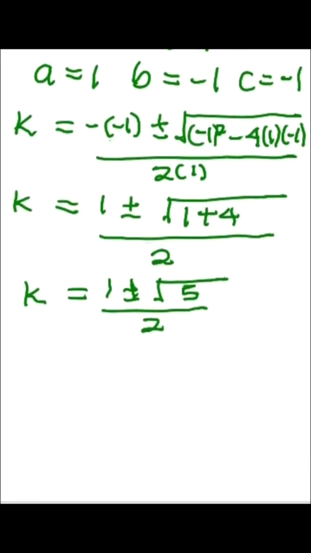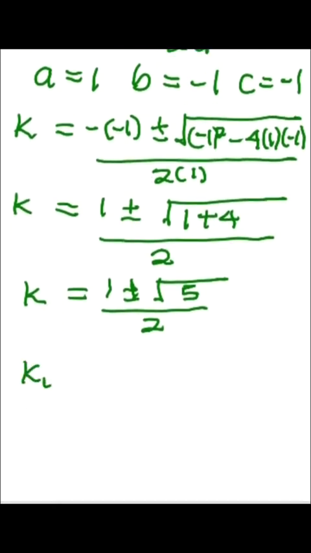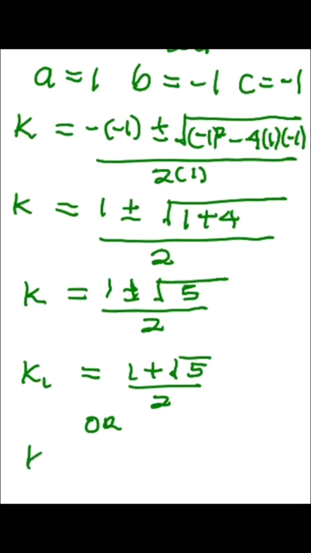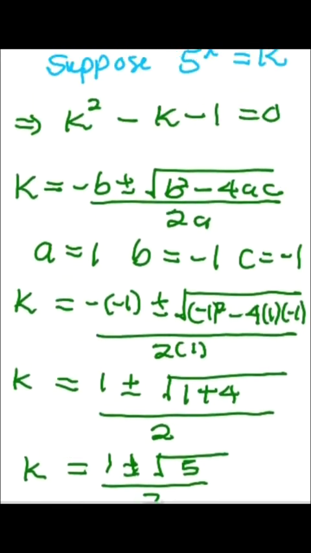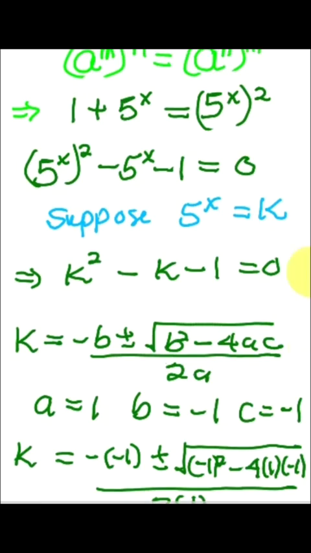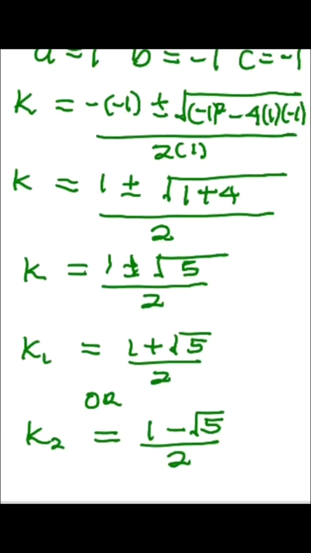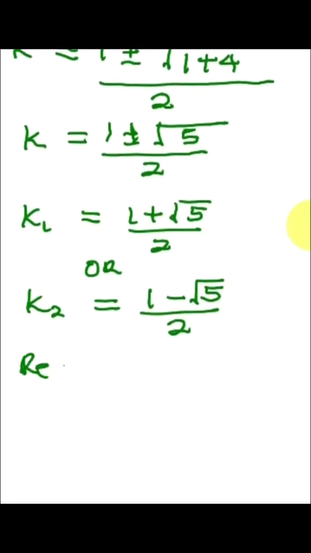So the possible values for k: k1 is 1 plus root 5 over 2, and k2 is 1 minus root 5 over 2. These are the set of values for k. Now recall we defined k as 5 to the power x. So let's copy it down here. Recall, k is equal to 5 to the power x.